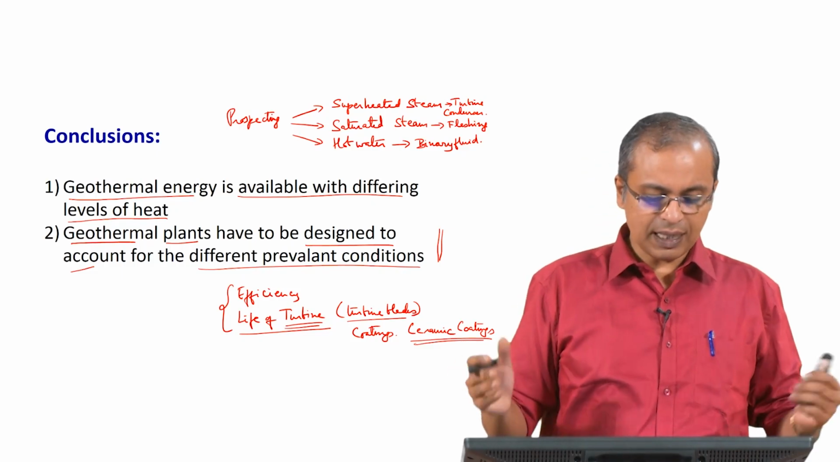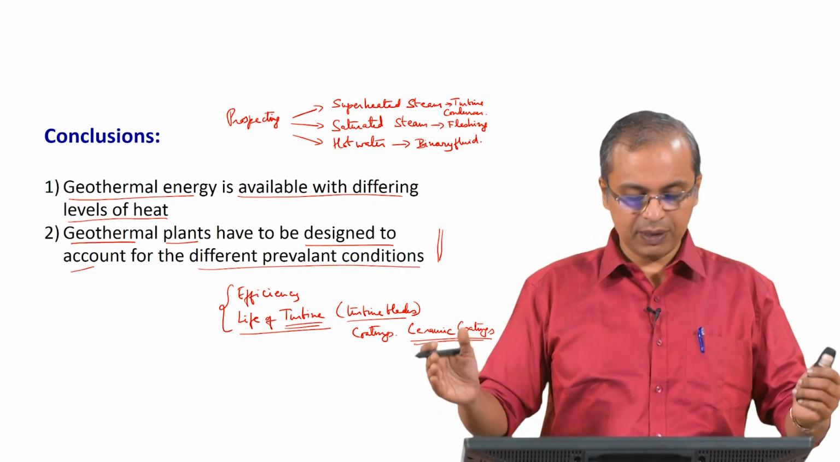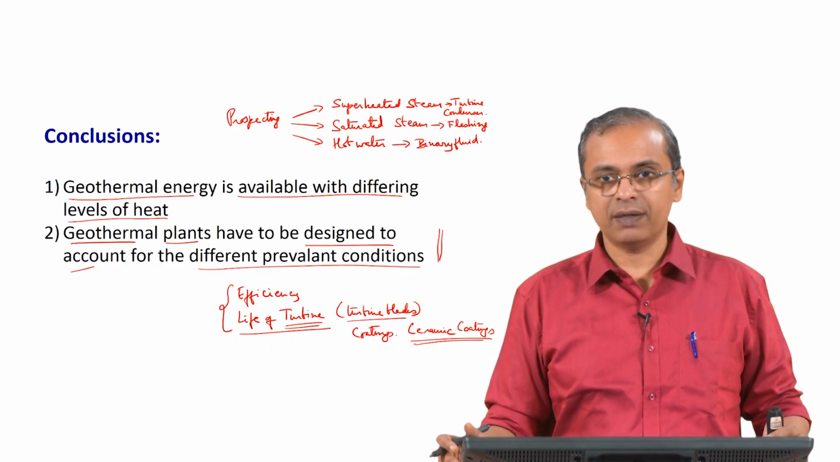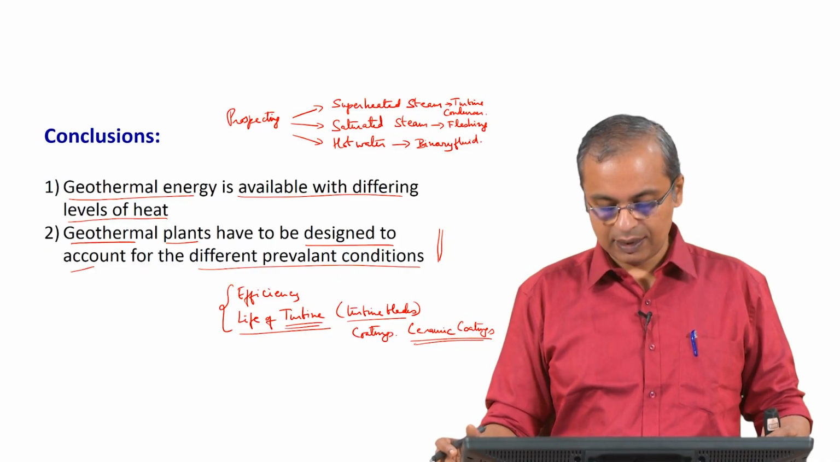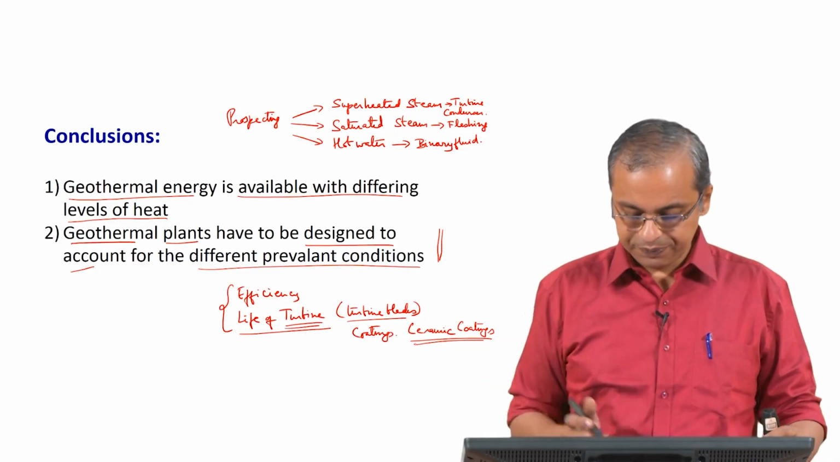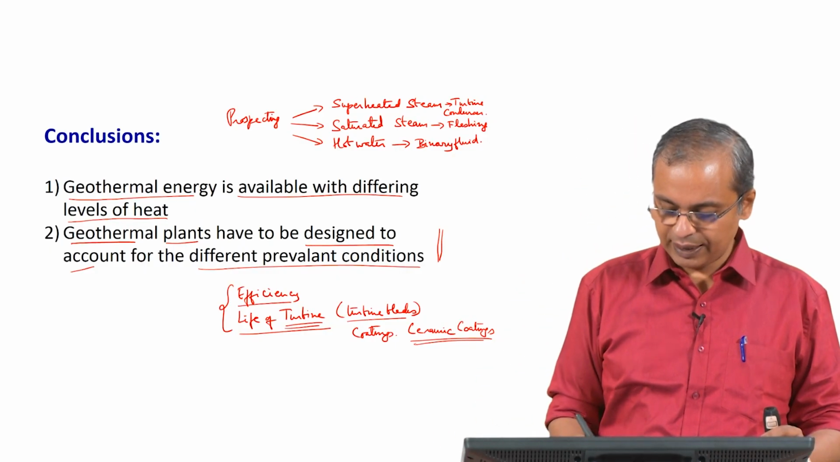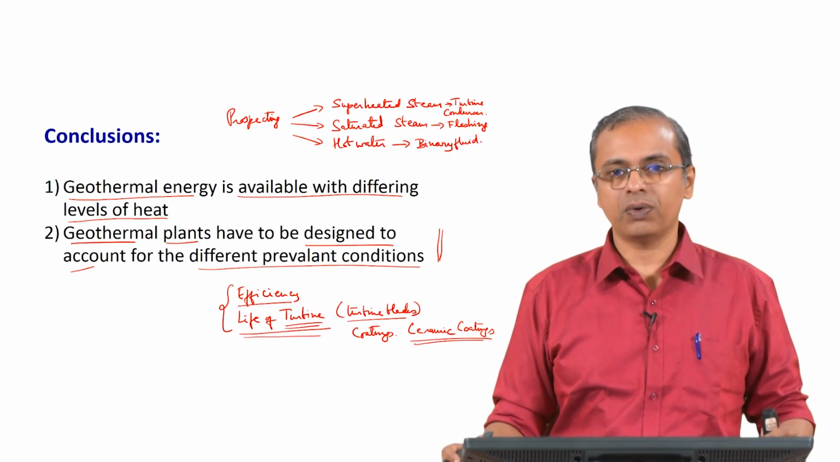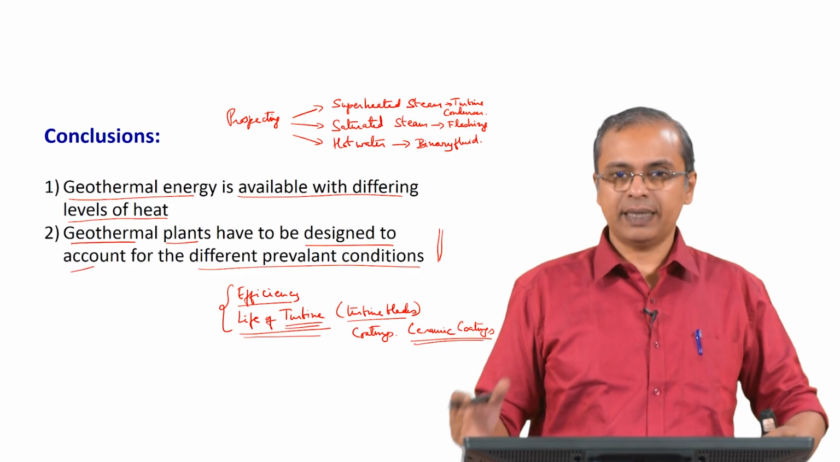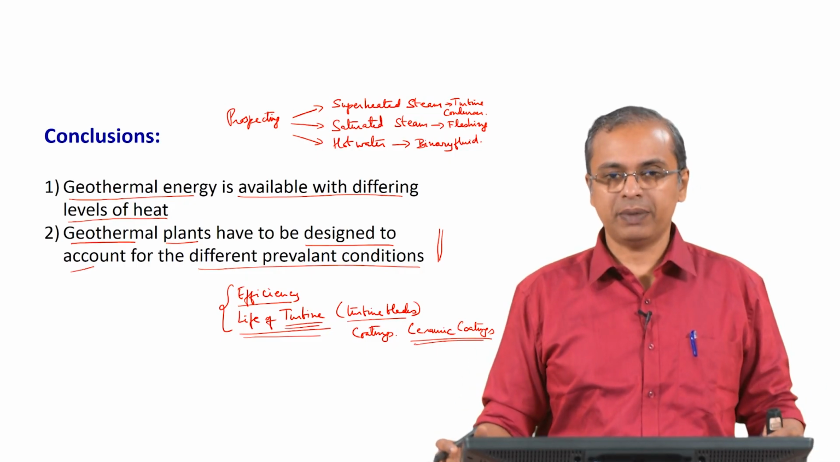Okay, so those are our conclusions for today's class. Geothermal energy is available with differing levels of heat at different locations, and plants have to be designed to account for the various prevalent conditions, primarily looking at efficiency and lifetime of the turbine. With those aspects taken into account, this is a technology that is very clean and can be used at multiple locations.